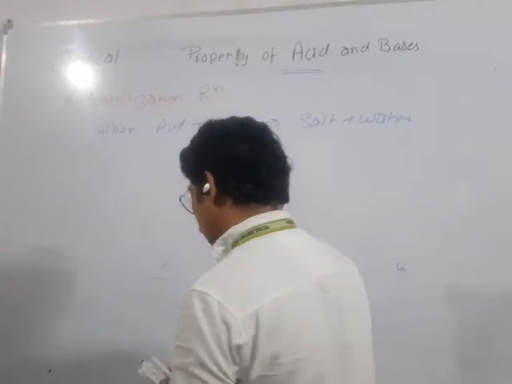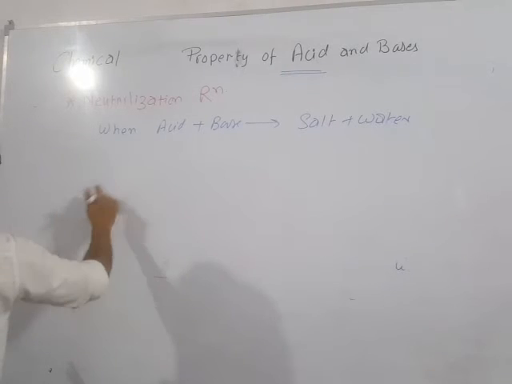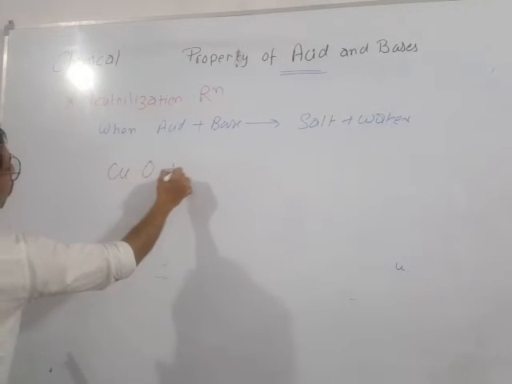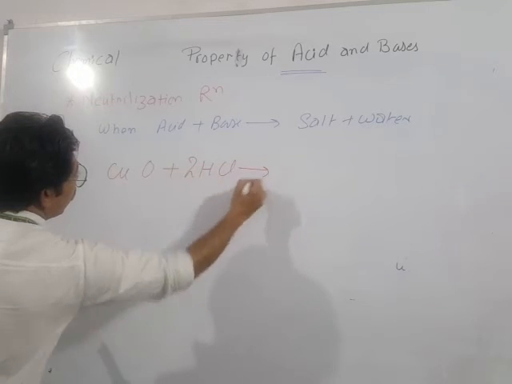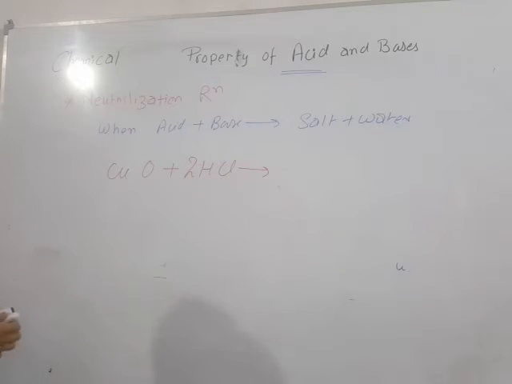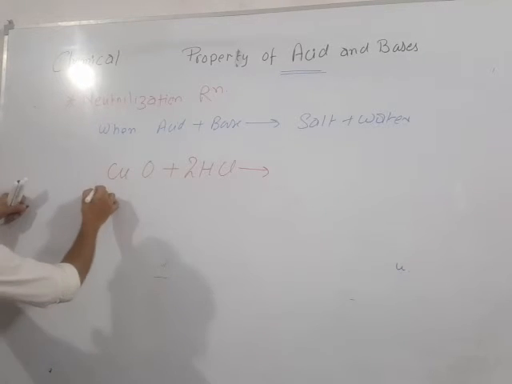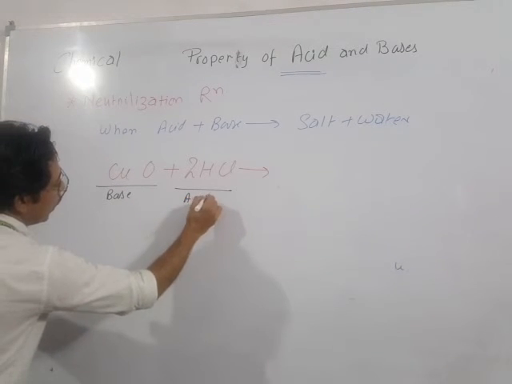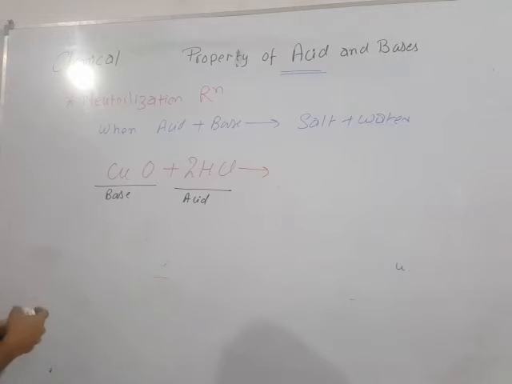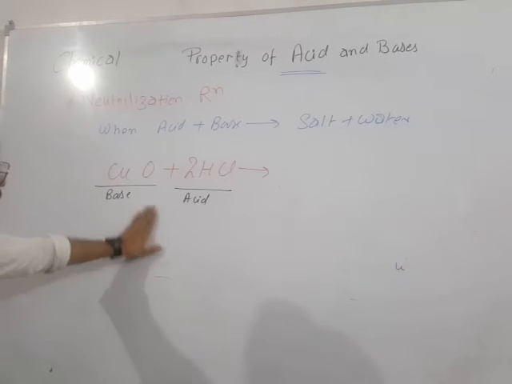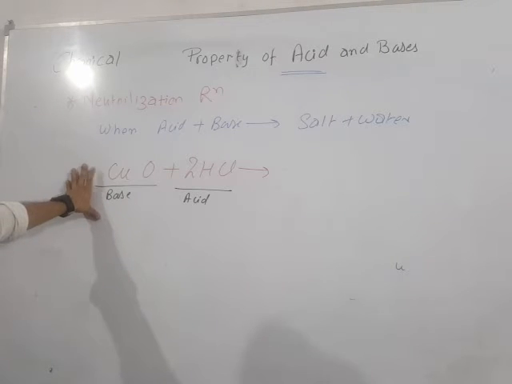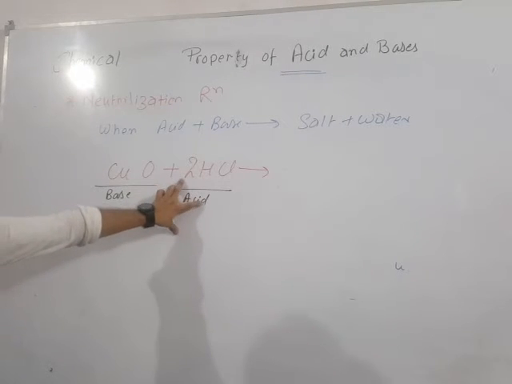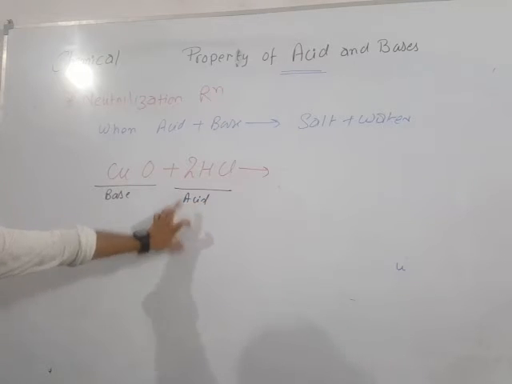Okay. So look here, I am giving an example. Like we take here copper oxide, CuO plus 2HCl. So what do you observe? This is a base. This is an acid. Now you can see that, Tanushri, Mahek, what will happen when we react a base like copper oxide with hydrochloric acid? What is the product formed here?